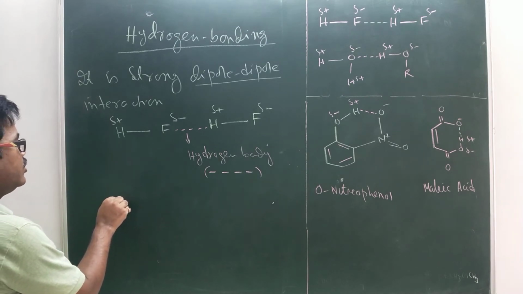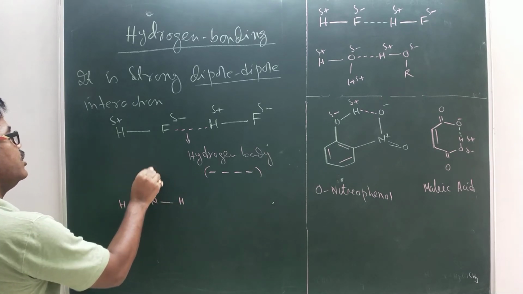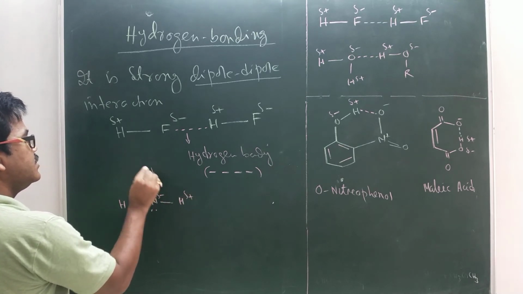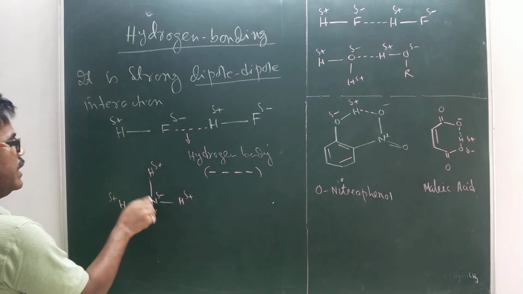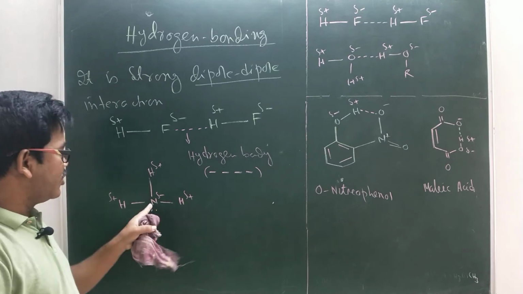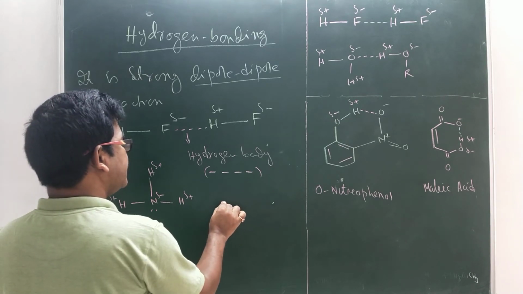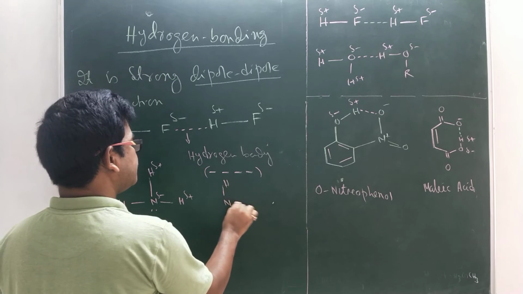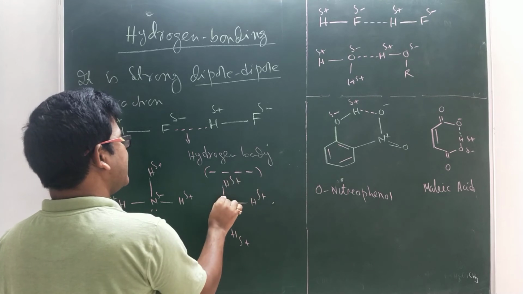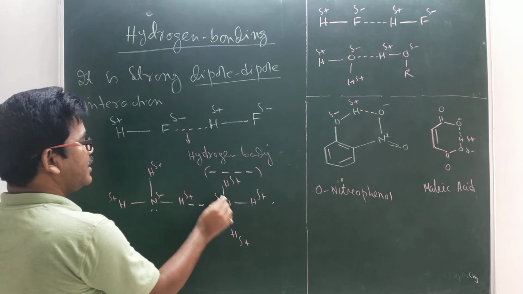Similarly, if I consider an ammonia molecule, suppose this is the ammonia molecule. This will be plus, this will be minus. This will be plus, this will be plus, this will be minus. Why? Because nitrogen is more electronegative than hydrogen. The more electronegative one gets the negative, the less electronegative one gets the positive. Similarly, if you consider another ammonia here, this is plus, this is plus, this is plus, and this is minus. Now, between this plus and minus, there will be hydrogen bonding.